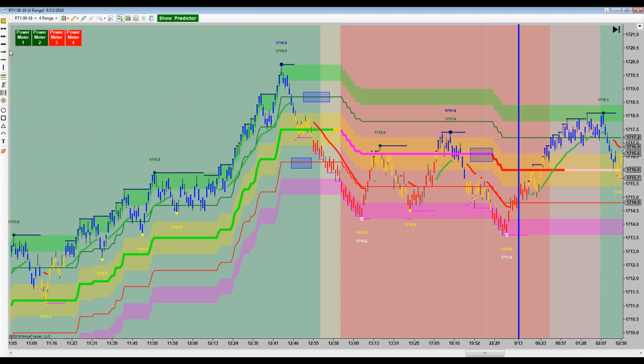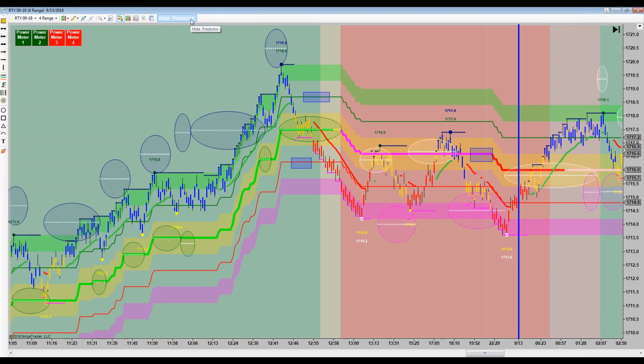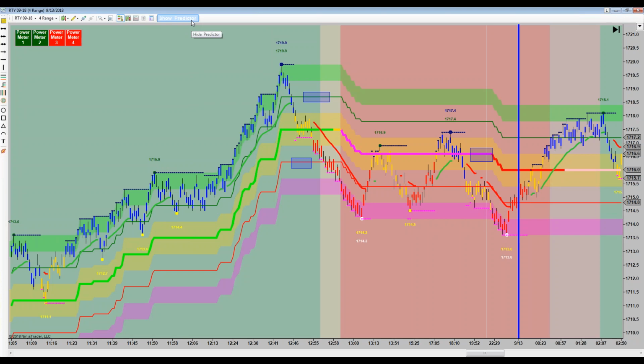Up here also, we have power meters. These are 4 different trends on the chart, short-term to long-term. And, of course, you saw the predictors. You can toggle them on and off. That's short-term to long-term resistance.